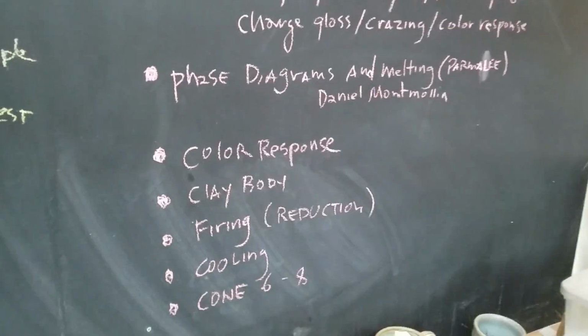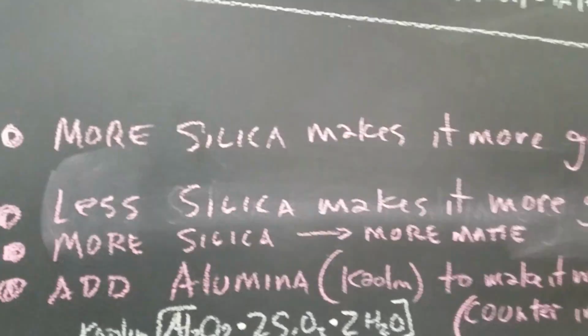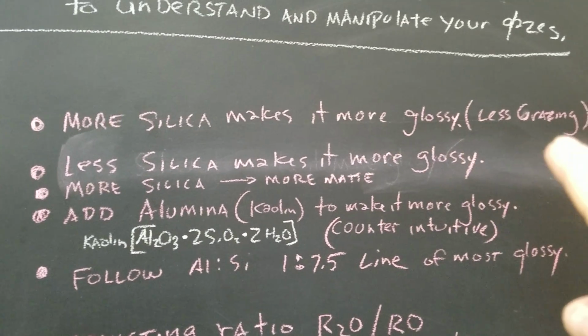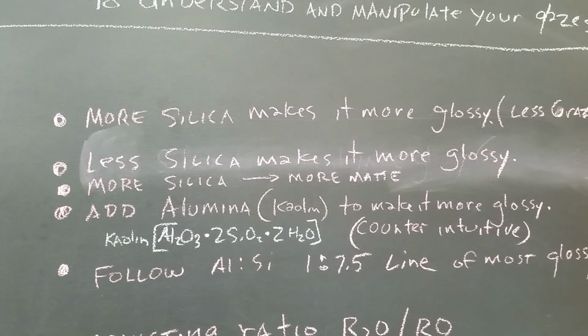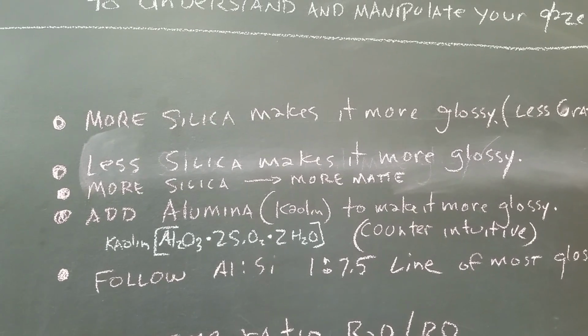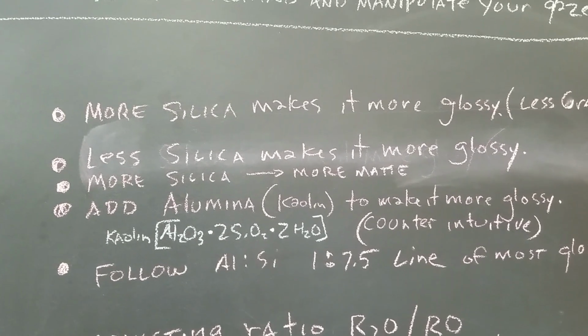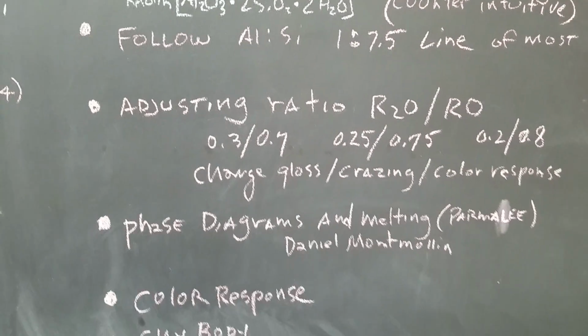Let me see what we have forgotten. Have we gotten everything? We can add more silica, which makes it more glossy and less crazing. We can add less silica, which makes it more glossy. More silica can also make it more matte. Adding alumina, following the line up. Phase diagrams, color response. Okay, I think we got everything. That was miraculous. All right, well, thanks for listening, and I hope it helped you a little, and I will see you next time.